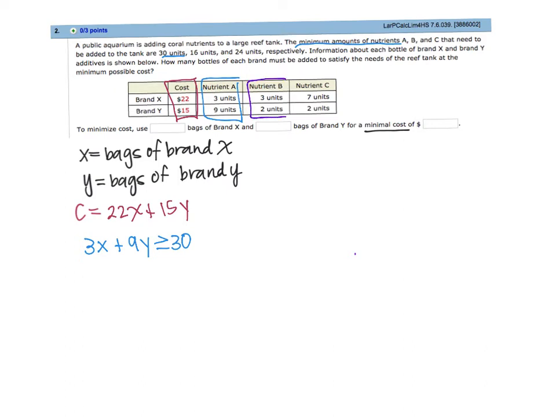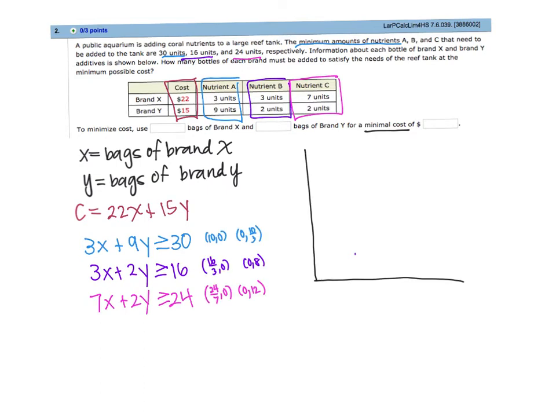So for nutrient B, 3x plus 2y. The minimum amount for nutrient B is 16. Since it's a minimum, it could be greater than or equal to that amount. Okay, and then nutrient C, 7x plus 2y has a minimum amount of 24 units. So those are my inequalities. I'm going to go ahead and graph it so I can find the feasible region.